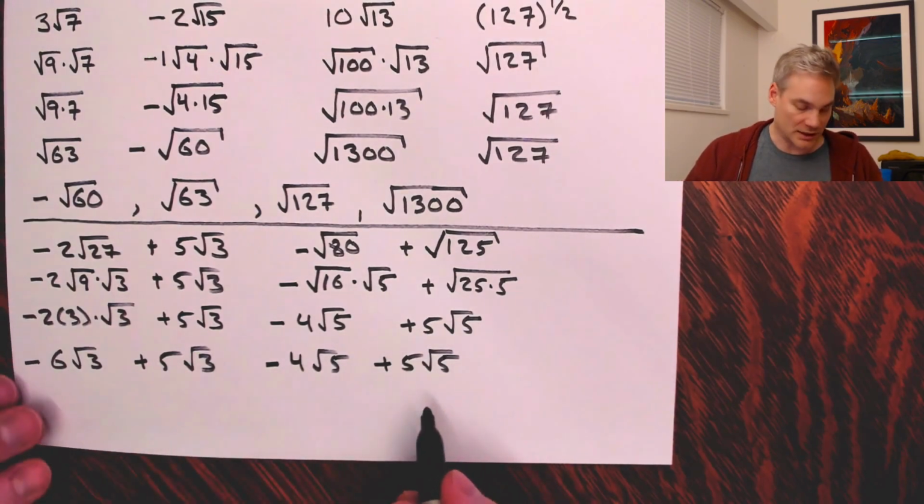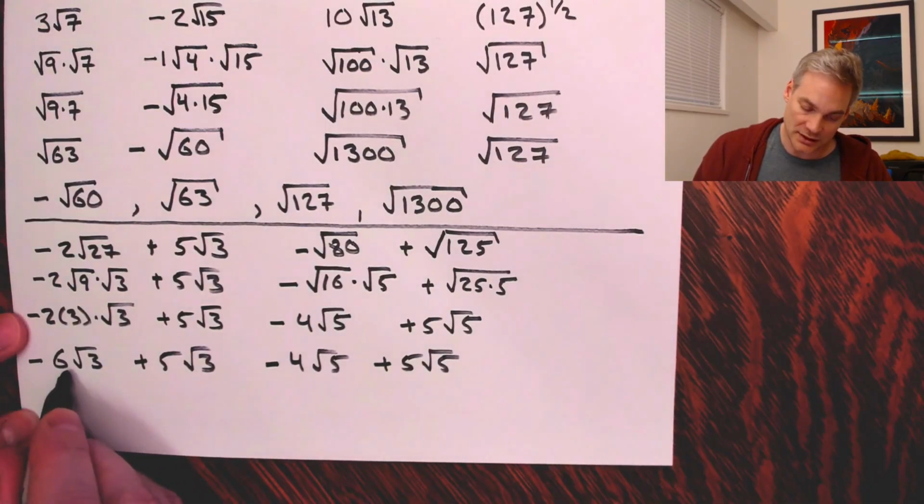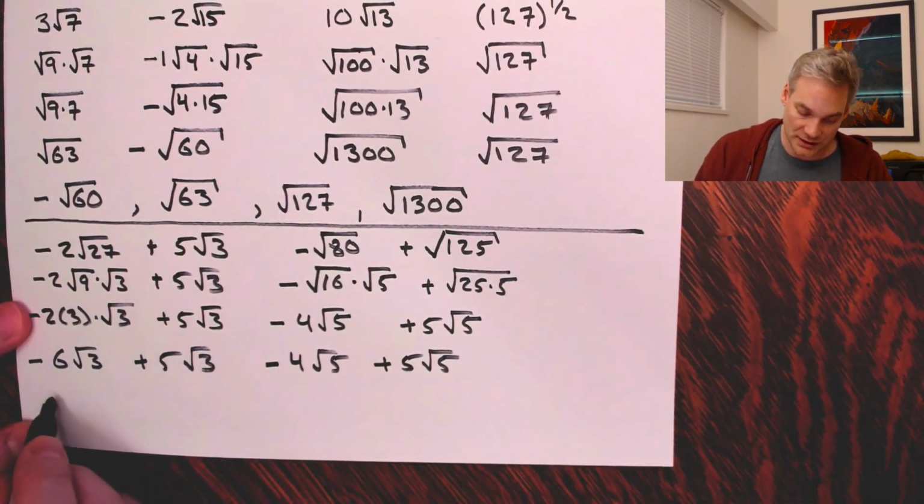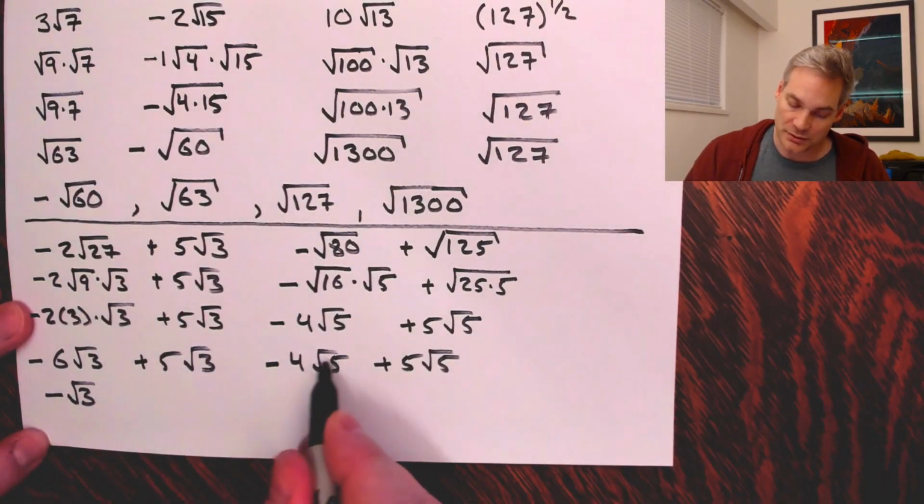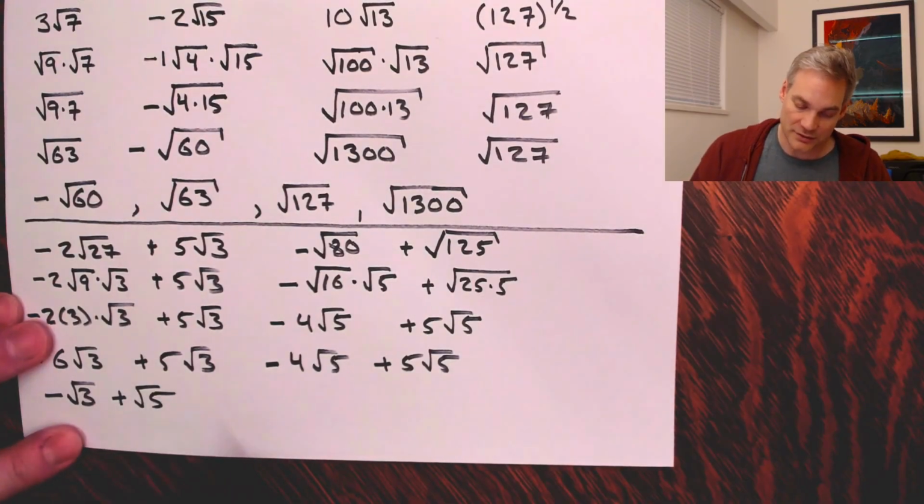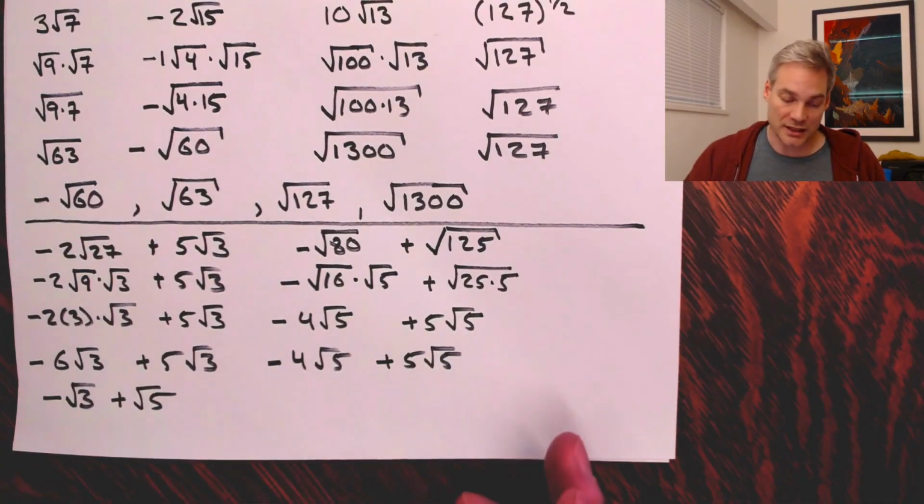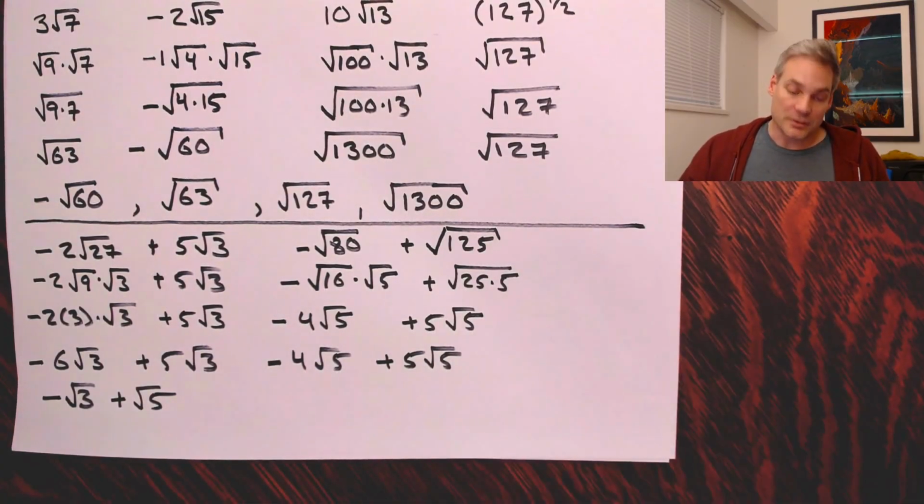And if we organize these, negative 6 root 3 plus 5 root 3 is just negative root 3. And minus 4 root 5 plus 5 root 5 is just plus root 5. And now we've simplified the radicals by converting them to mixed radicals and then grouping like terms.